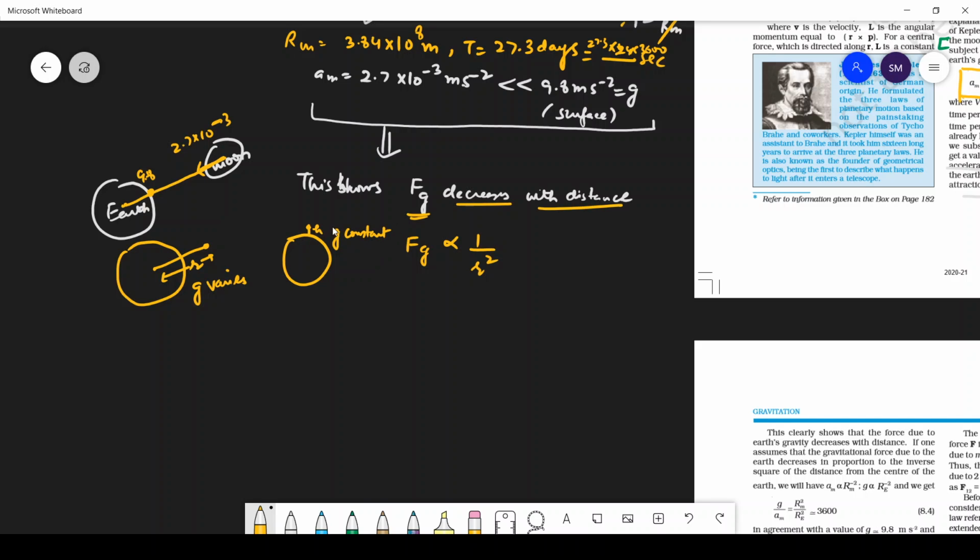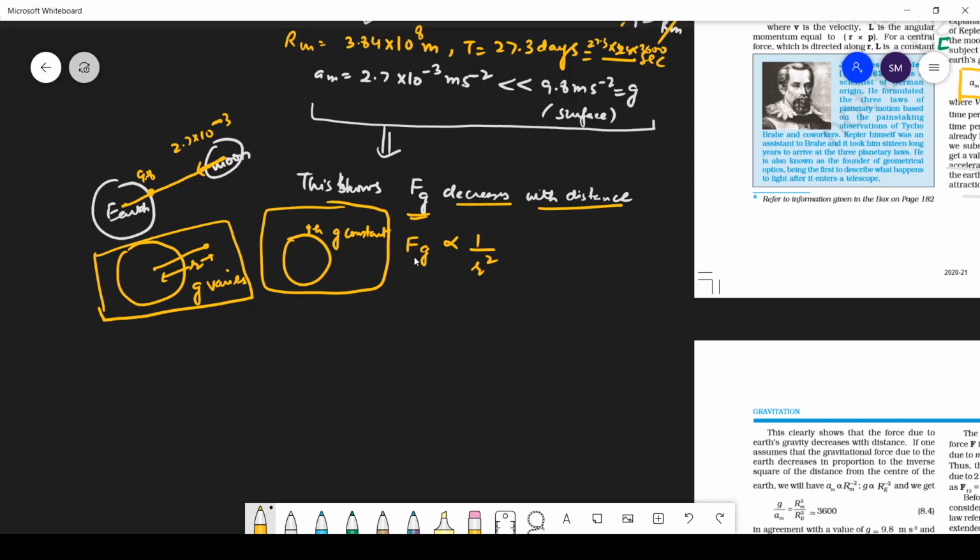Okay, so here we take g as a constant in this case, and here when we take r, it means g is varying. Very near to the surface of the earth, at this height h from the surface, we take g as constant. So here Fg is proportional to the inverse square of the distance from the center of the earth.